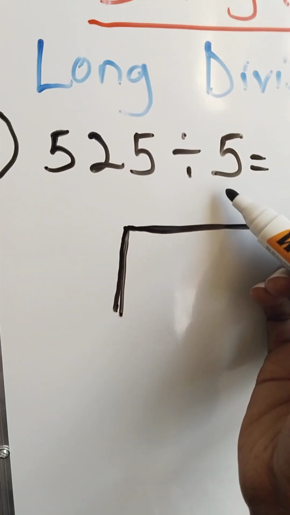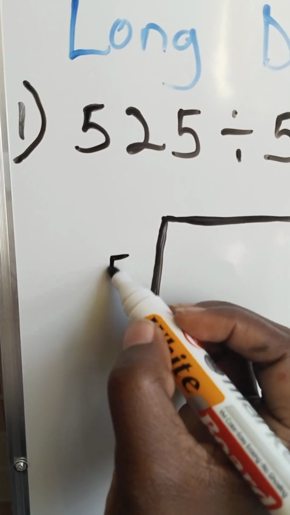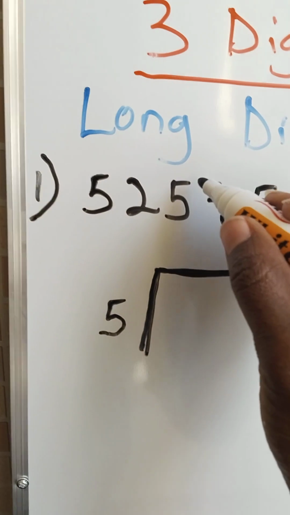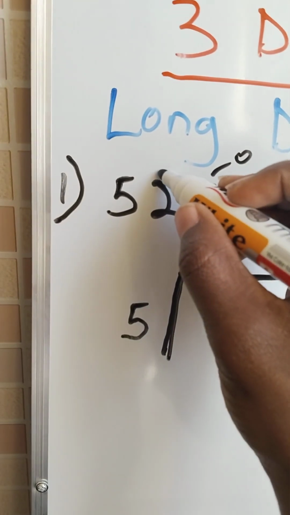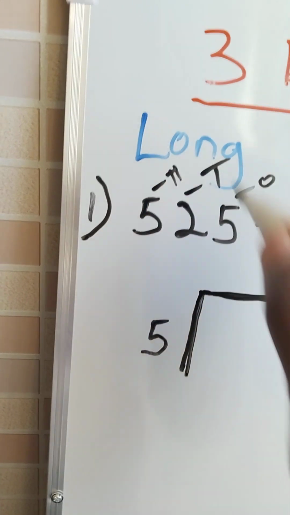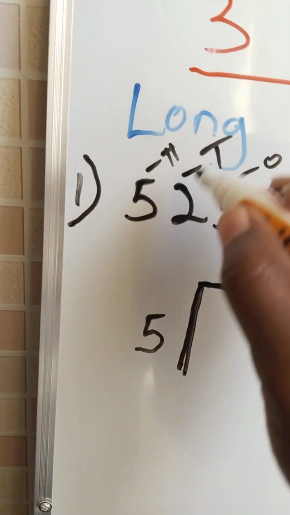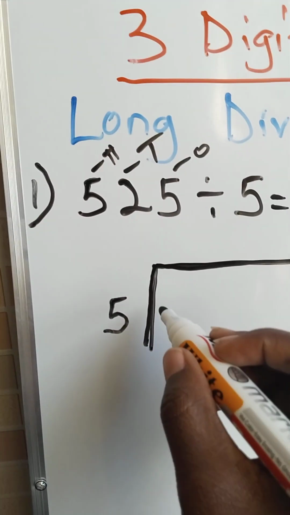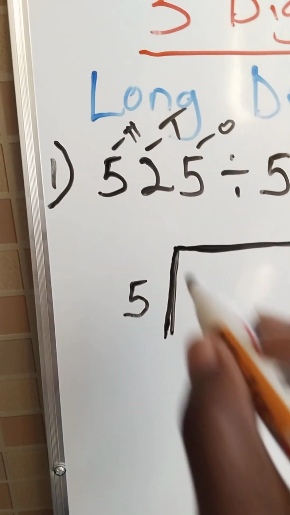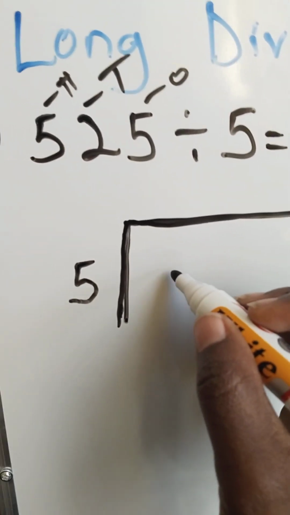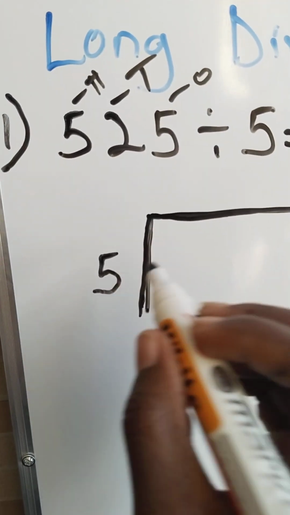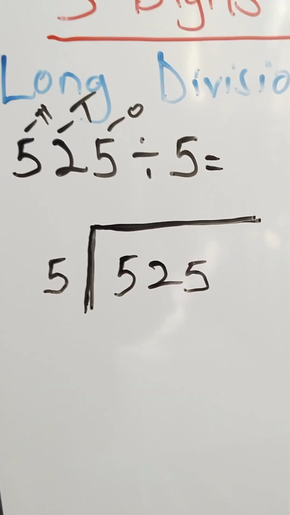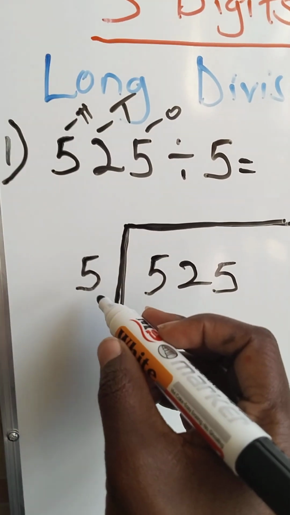And then I'll get my 5 and put it here outside. And then 525, which is the bigger number, because there are 3 digits. We say this is ones, and this is tens, and this is hundreds. So those are 3 digits. If we see a 3 digits number, we will always use long division. We put the 3 digit number inside and the 1 digit that we are dividing by outside. So the 3 digit number is 525. We are dividing it by 5.